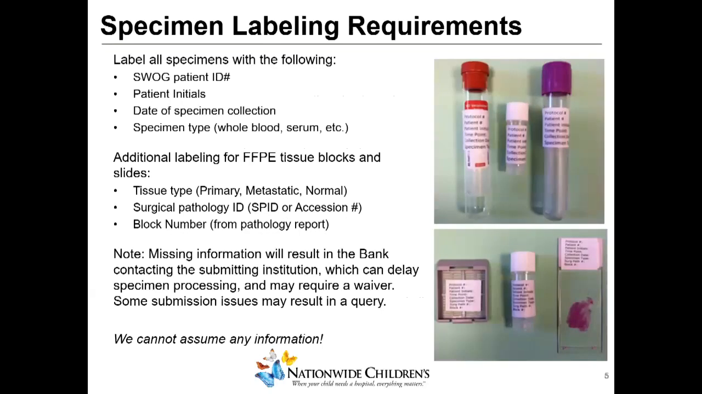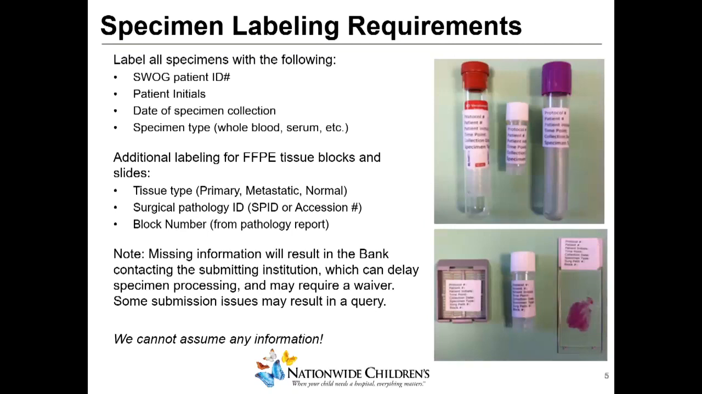That's us. In 2022, we had over 8,000 SWOG specimens arrive with labeling issues. The labeling issues for over 1,000 of them may have delayed their processing. This is one of the most common mistakes we see across all of the groups that use the Biopathology Center services. As a quick overview, most specimens are required to be labeled with the SWOG patient ID number, patient initials, date of specimen collection, and specimen type.